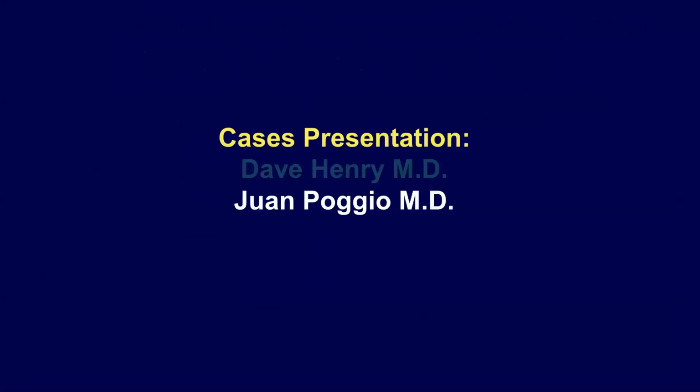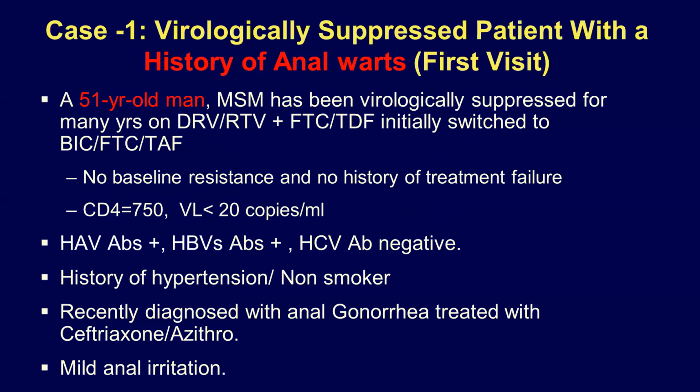So we're going to start with the case presentation, and this is a patient that presents to us with a history of anal warts in the past. He's 51 years old. He has a history of receptive anal intercourse, very compliant with medical therapy for HIV disease, no baseline resistance, no history of treatment failure, adequate CD4 counts more than 400, viral load less than 20 copies per milliliter, a history of hypertension.